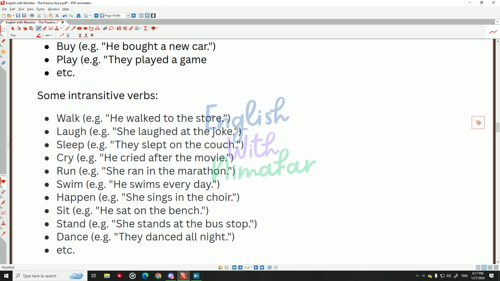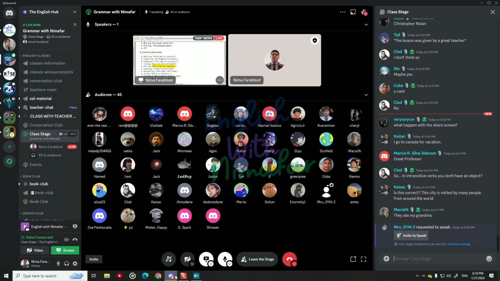But take a look at the verb ran. Do you think it can be both transitive and intransitive? The verb run. Is it possible?